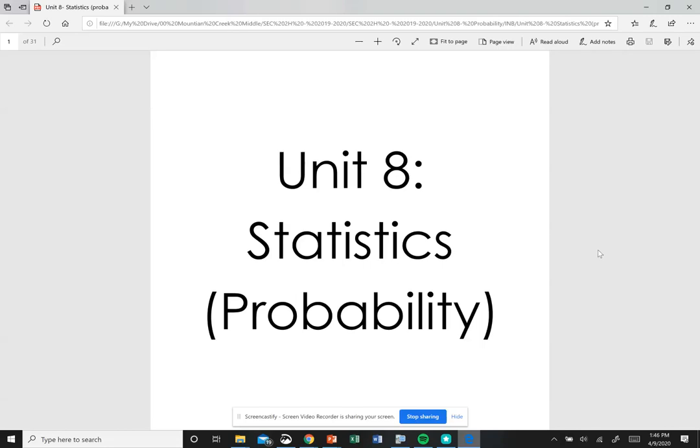Hey, secondary 2. Welcome back from spring break. We are starting our statistics unit. Yay! Some of you are not as excited as me, but I love probability, and I think you will too. I think you'll come to enjoy this.